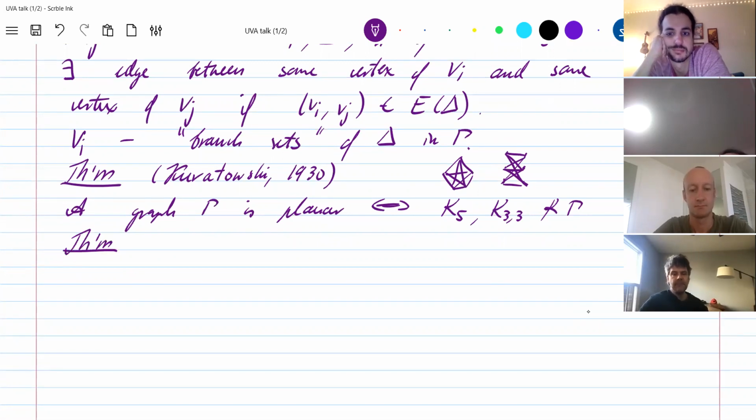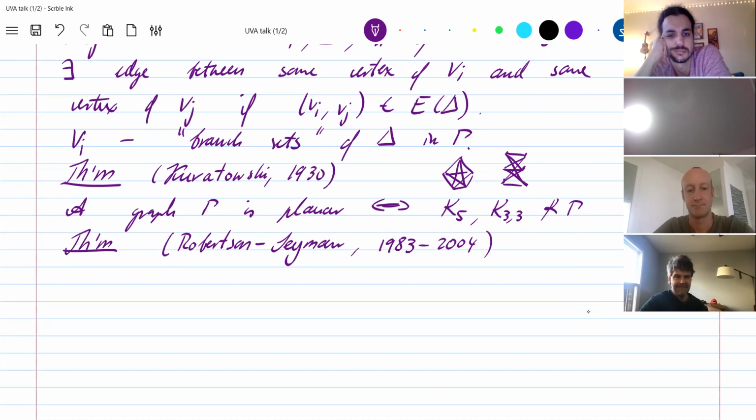More generally, there's a theorem which isn't really connected to anything I'm going to talk about afterwards in the talk, but I just think it's a really cool theorem. So the Robertson-Seymour theorem was proved fairly recently, between the years 1983 and 2004. This is a massive piece of work, like 20 papers, over 500 pages of work.